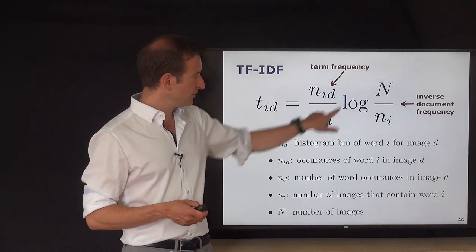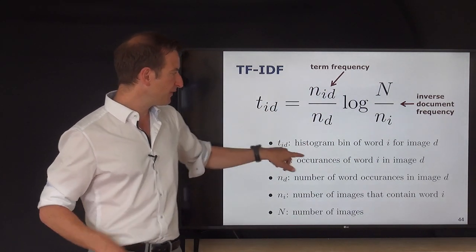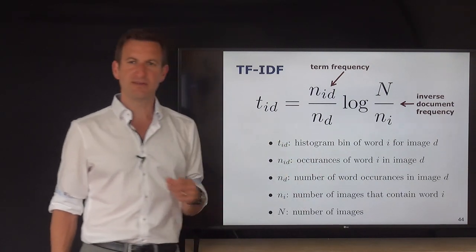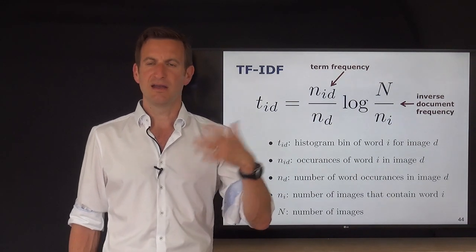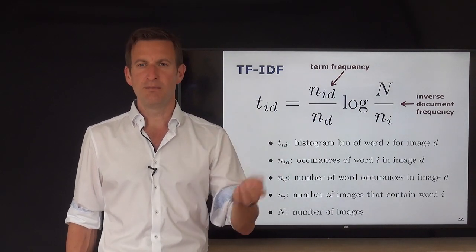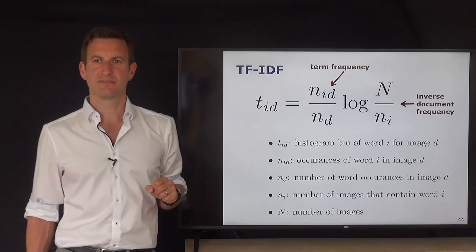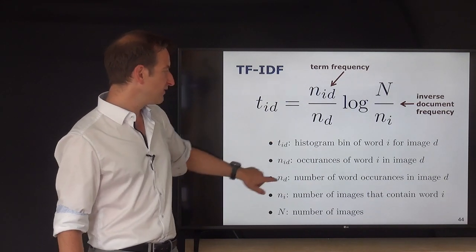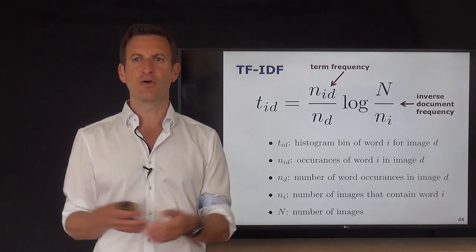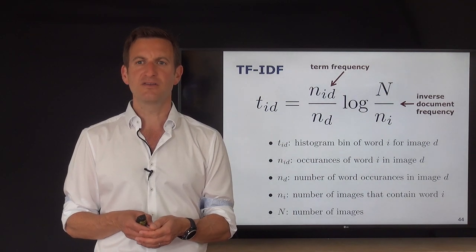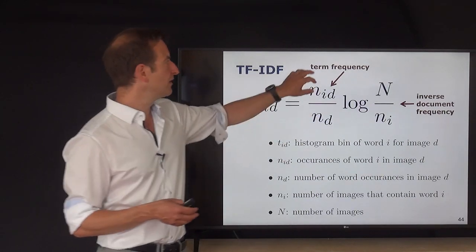The first part of the equation, this fraction over here, is N_ID, the number of occurrences of a word I in an image D. That basically means how often the visual word I appears in an image. Let's say in our example, in the first image, the blue word occurred 5 times. So for the blue word in image number 1, this would be a 5. And then N_D is the number of word occurrences in the image D at all. So for example, if there are overall 8 occurrences of visual words in the first image, this would be 5 divided by 8. That's the term frequency.